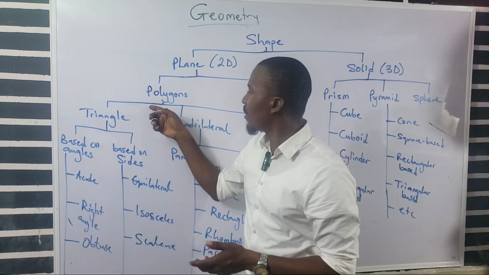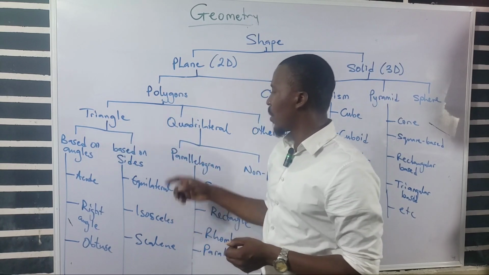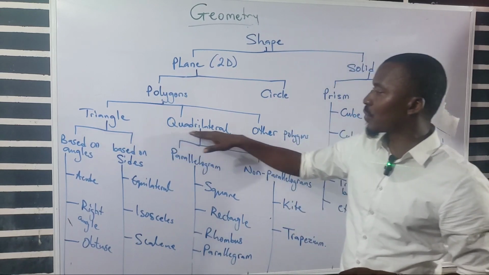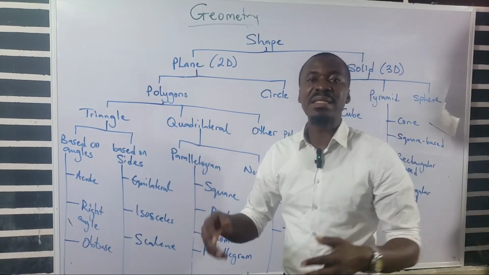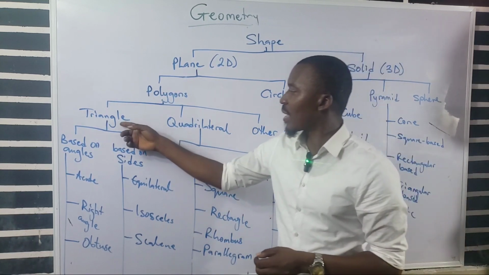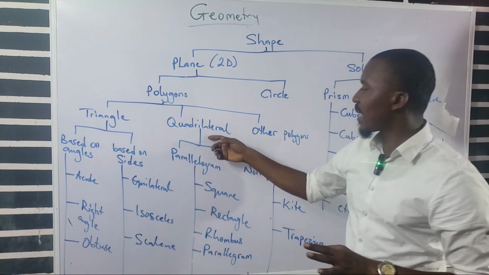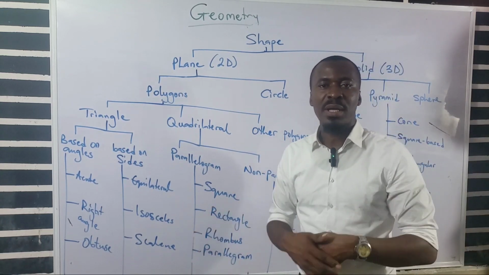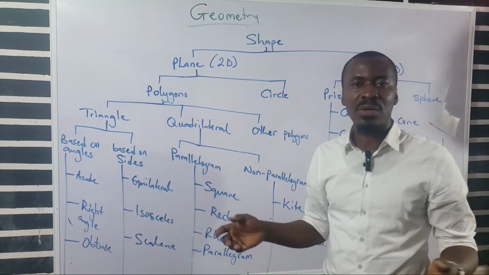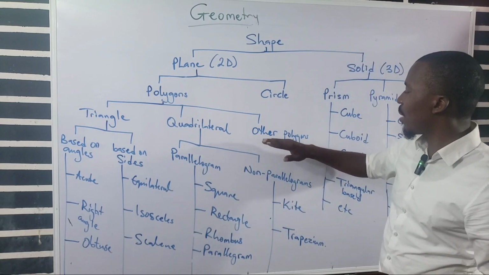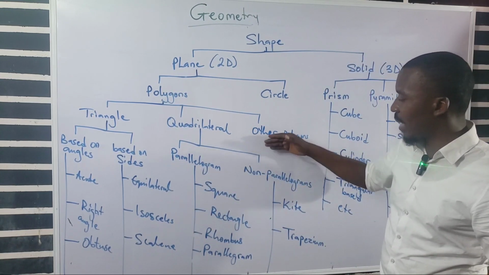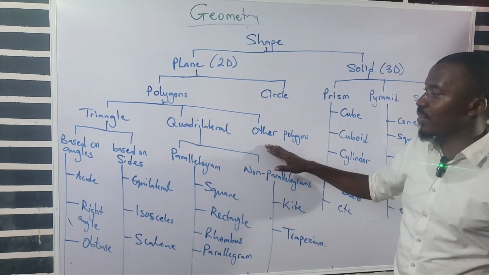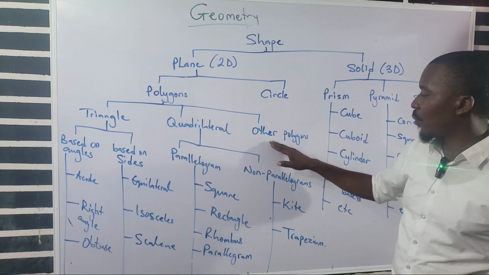Now, under polygon, we have triangle, quadrilaterals, and other polygons. If you look at what I put under polygon, you will notice that it is based on the sides. Triangle has 3 sides, quadrilaterals have 4 sides, then other polygons like the pentagon, the hexagon, the heptagon, etc. So they are under other polygons. There's no space for me to list them out. I would have listed at least a few of them so that you can see what is under the other polygons.